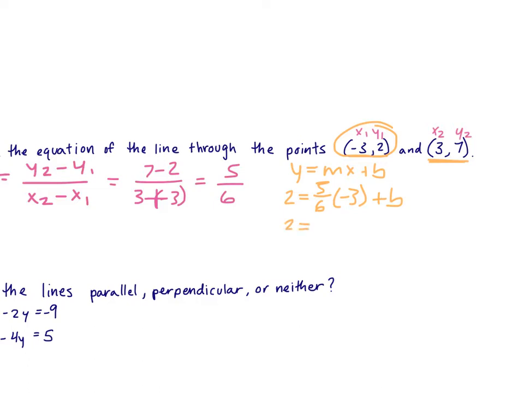So we have 2 is equal to 5/6 times -3, which would be -5/2, plus b. Now we can either multiply our whole equation by 2 to get rid of that 2 on the denominator, or just add 5/2 to both sides. So we have 2 plus 5/2. We need our denominators to be the same, so we can change this to 4/2, which makes this 9/2. So b is equal to 9/2.